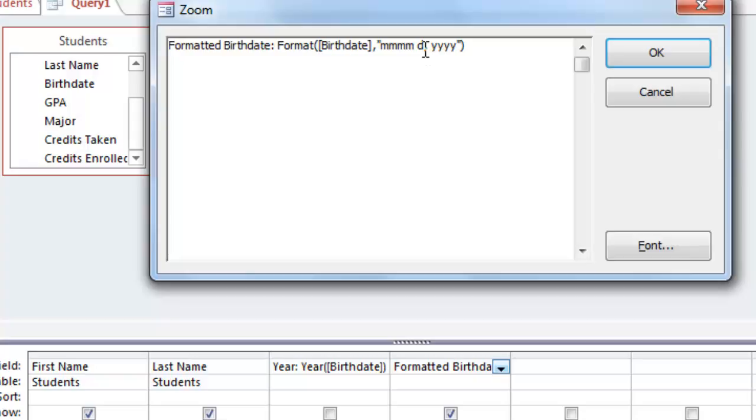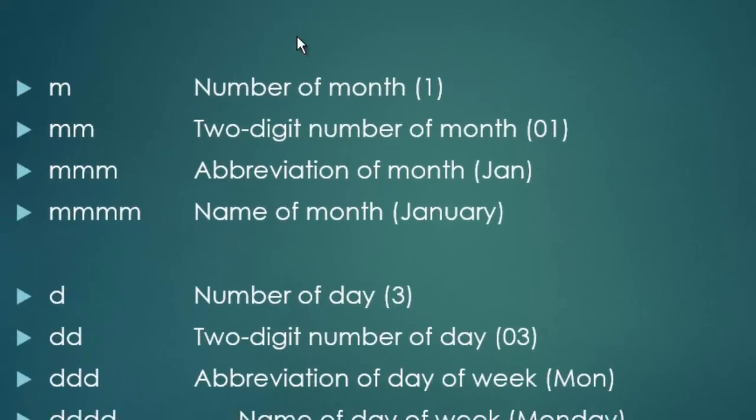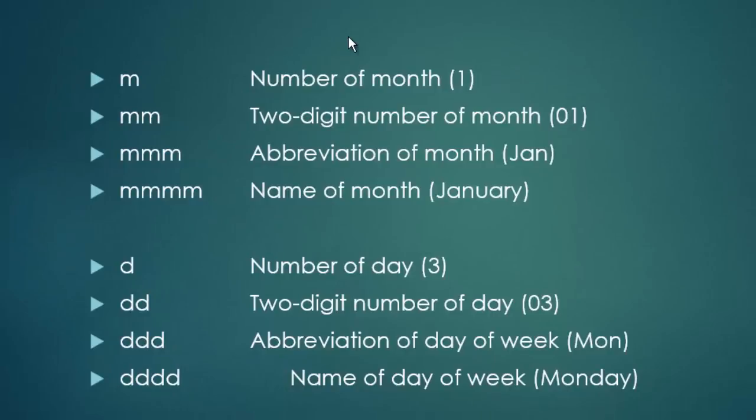The single D was replaced by the day, and the 4 Y's were replaced by the year. And there's a fairly systematic way that this happens. So let's flip over to this little chart, and you can see 1 M. M is always going to be for a month, and we want to make sure it's lowercase, or it'll get confused by the minute. But a lowercase m is going to be the number of the month.